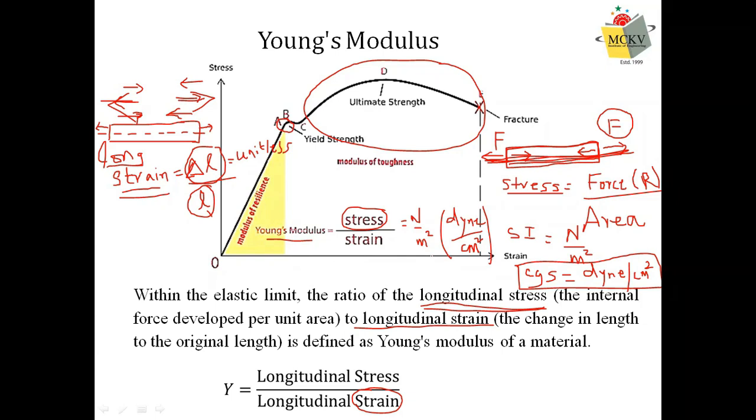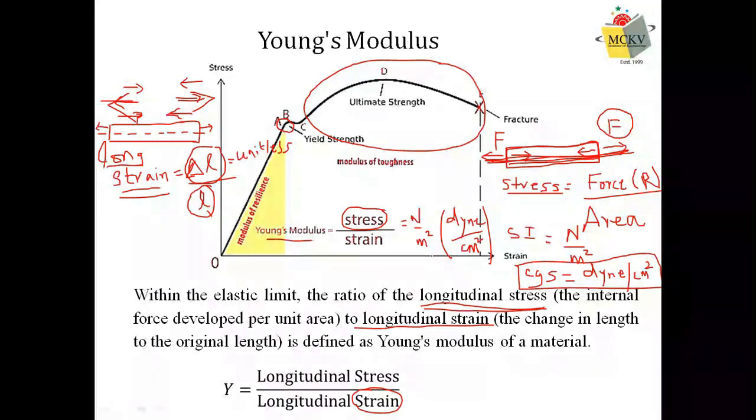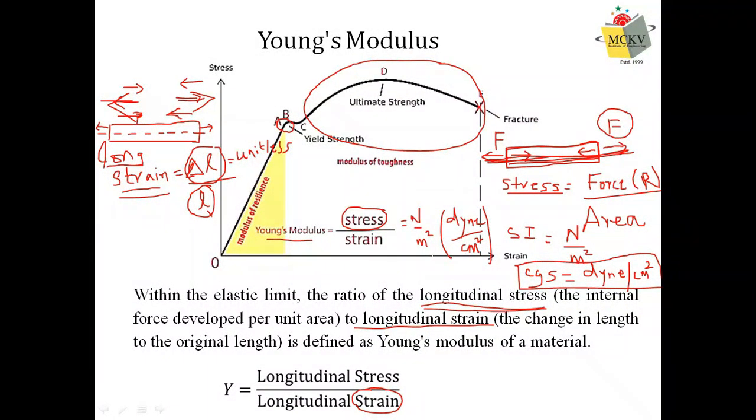Now, by definition, this is Young's modulus. Okay, but what is the actual meaning of Young's modulus? What conceptually does Young's modulus mean? For example, I tell you the Young's modulus of iron is more than the Young's modulus of rubber. What do I mean by that? Let us understand this.